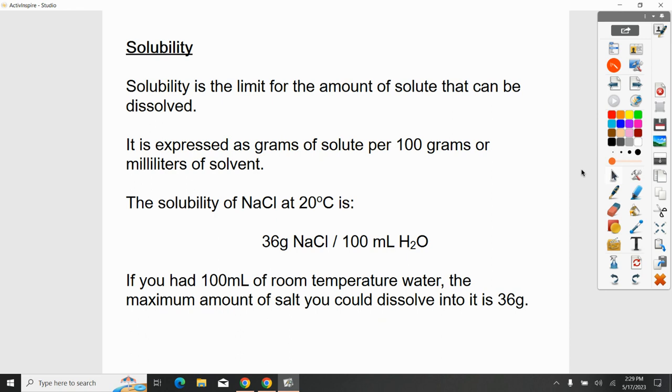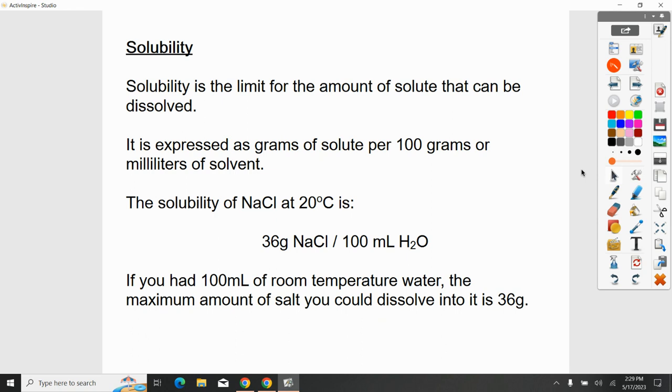Solubility, that's the limit to how much solute can be dissolved in a given amount of solvent. There is a limit to how much salt you can dissolve in water. There is a limit to how much sugar you can dissolve in water. And that limit is called its solubility. It's expressed as grams of solute per 100 grams or 100 milliliters of solvent. For water, it can be grams or milliliters because they are the same. 100 grams of water is the same as 100 milliliters of water.